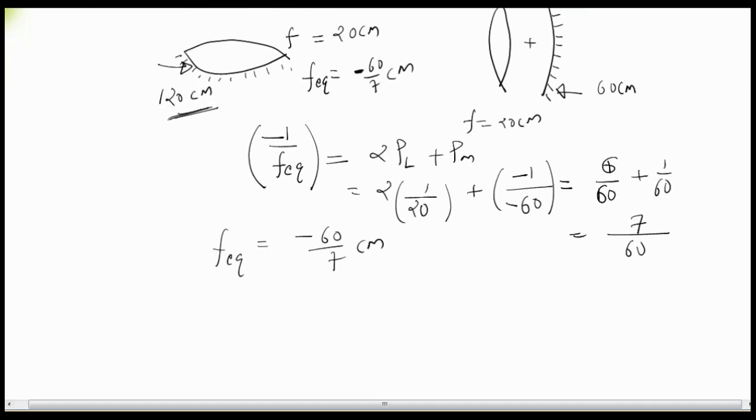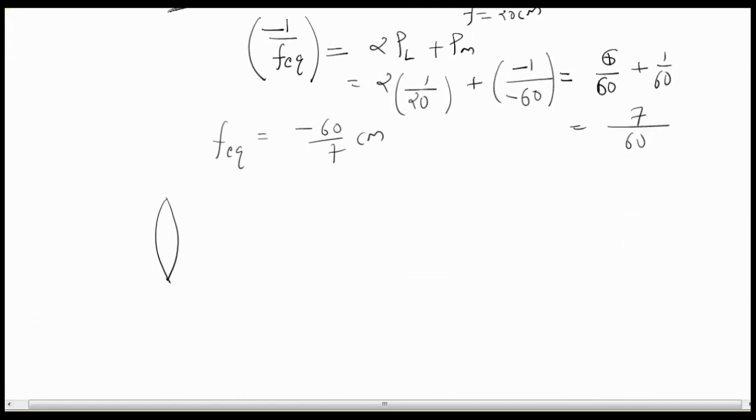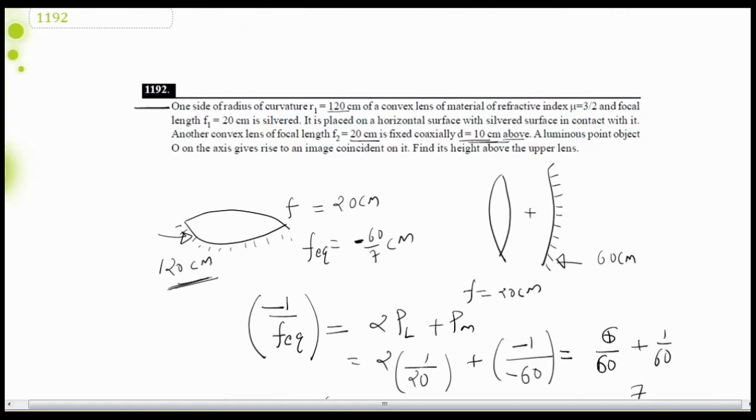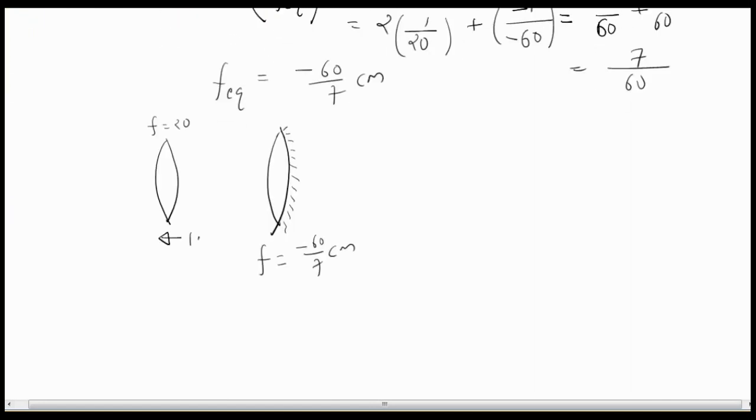Now this lens is used with another lens. It is given in the question that this different lens has a focal length 20 centimeter and it is fixed coaxially 10 centimeter above the first lens, which is effectively a concave mirror. So I am putting a concave mirror, which is a lens with silvered surface. This system has a focal length of minus 60 by 7 centimeter. The other lens has a focal length 20 centimeter, and they are separated by a distance of 10 centimeter. So these two systems are 10 centimeter apart and they are coaxial.